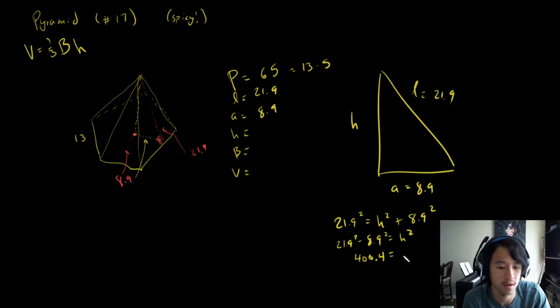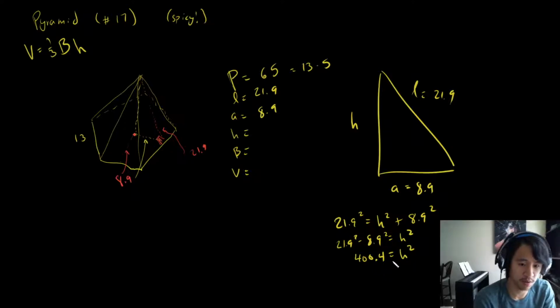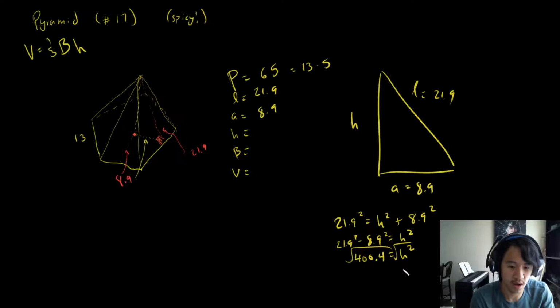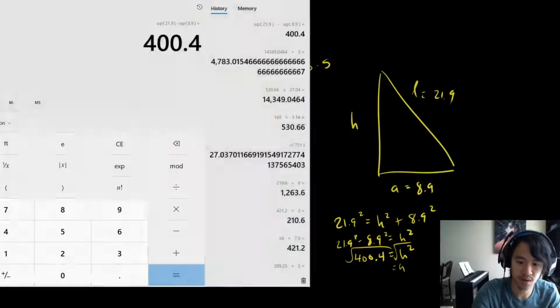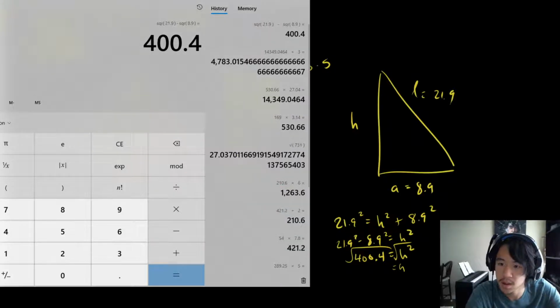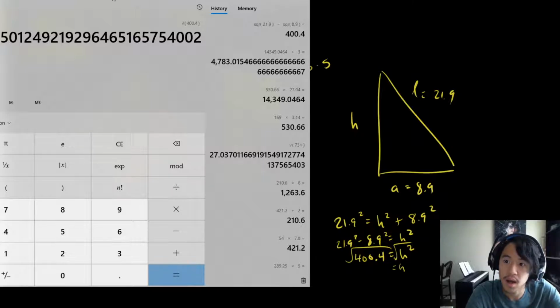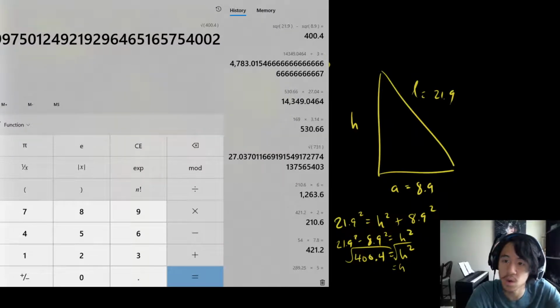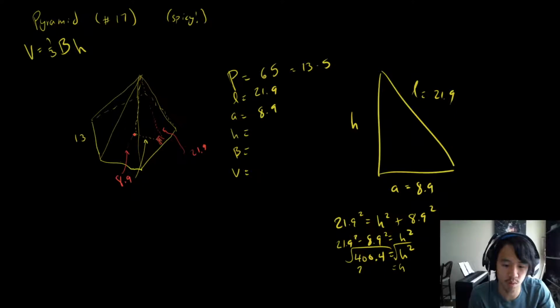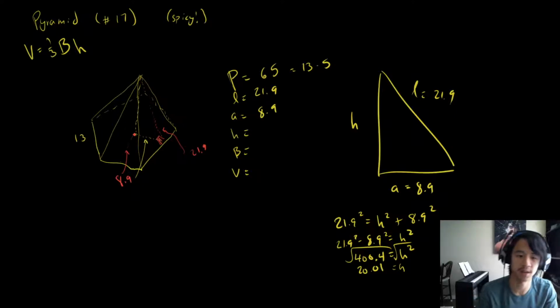400.4 is equal to our height squared. So now to get height by itself, we got to square root both sides. And we should get that our height is equal to, let's find out. It says it's equal to 20.01. So let's go ahead and make that 20.01 for our height.